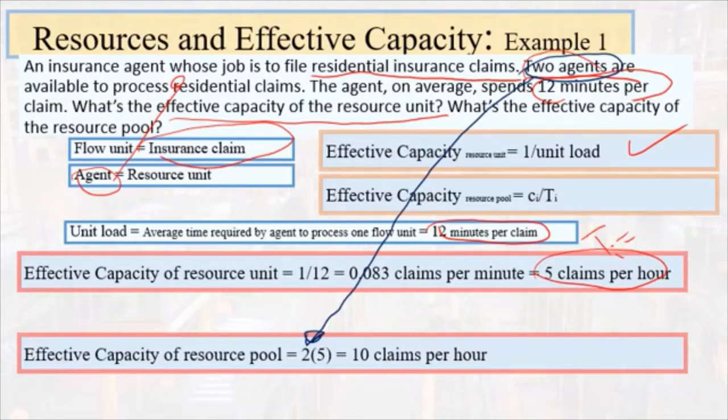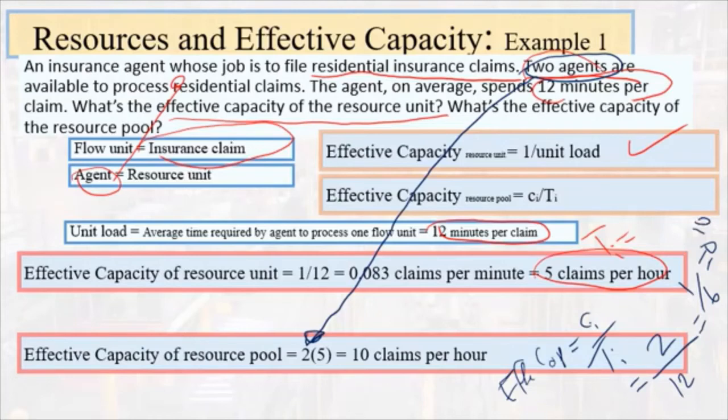Now we could have used the equation also. We could have said effective capacity is equal to CI over TI, where CI is 2 because we have 2 agents in that resource pool, and TI is 12, so that gives us 1 over 6, but that's claims per minute, and when we convert it in terms of hour, we should get 10 per hour. So 10 claims per hour.